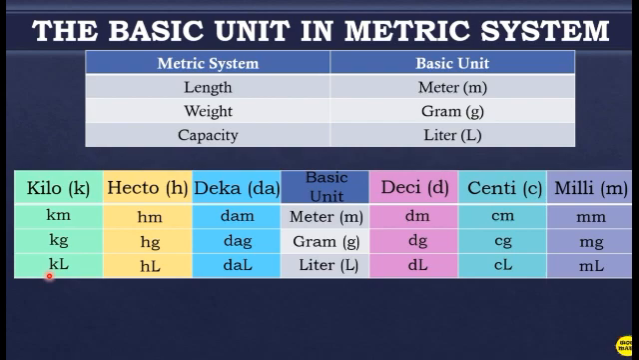So as you can see, they are almost the same. As long as we memorize the prefixes: kilo, hecto, deca, deci, centi, milli. Or, to make it easier to memorize, you may use the acronym: King Henry died by drinking chocolate milk. So K is for kilo, hecto, deca, the basic unit, deci, centi, milli.